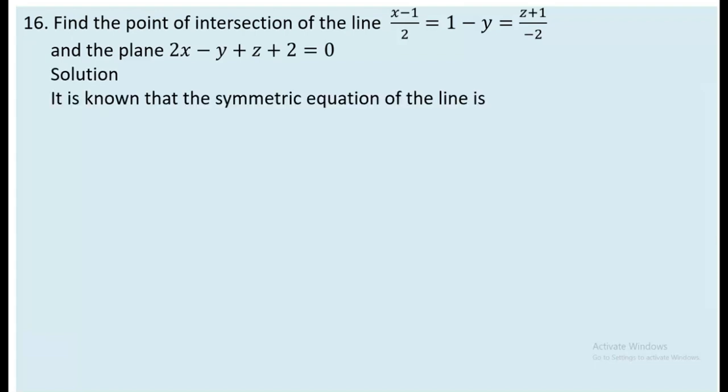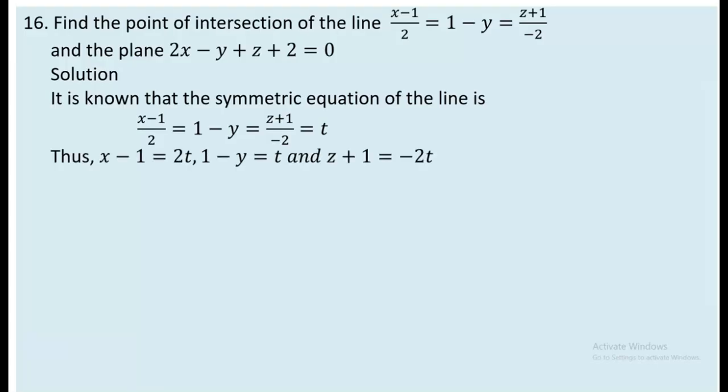Now it's known that the given equation is the symmetric equation of the line. So we can set this equal to t: x minus 1 over 2 equals 1 minus y equals z plus 1 over minus 2 equals t. We can assign this to be t, as we did before. When we take each fraction, x minus 1 over 2 is equal to t. Now multiply by 2, so x minus 1 equals 2t. Here, 1 minus y equals t can follow. And finally, z plus 1 equals minus 2t can come.